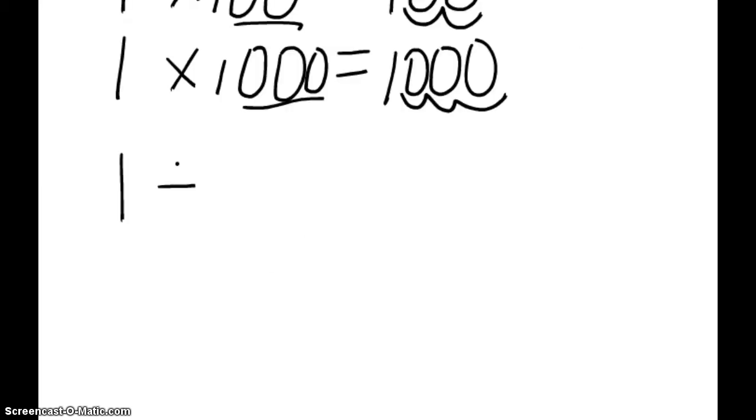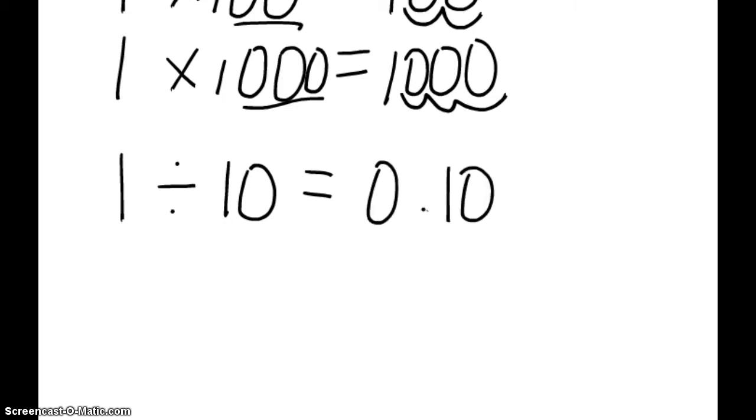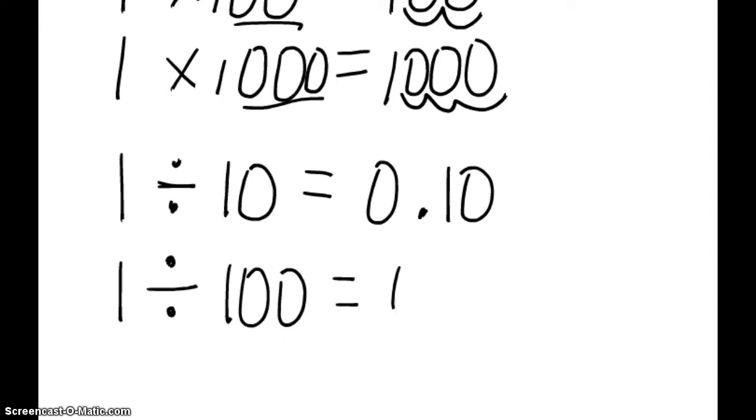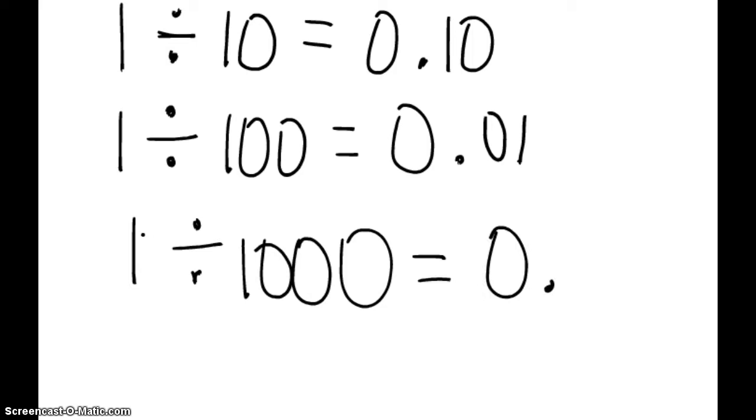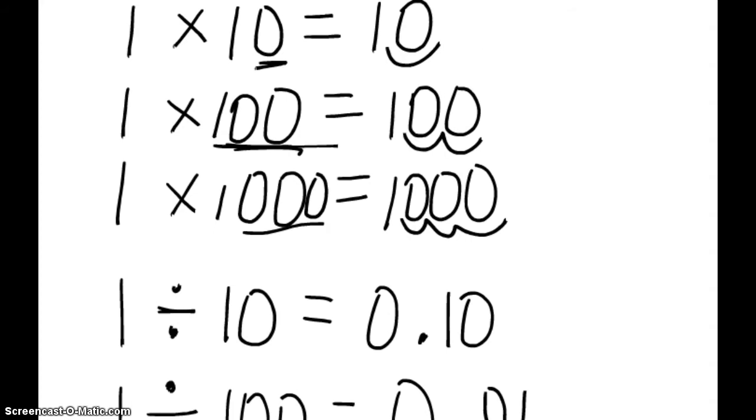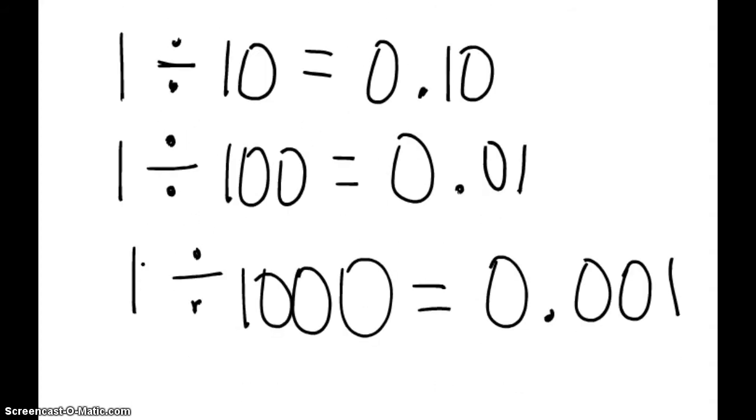Now what happens if we divide by 10? 1 divided by 10 is a tenth. 1 divided by 100 is a hundredth. 1 divided by 1,000 is a thousandth. So when you're multiplying by multiples of 10, your number is getting larger. And when you divide by 10, your number is getting smaller.